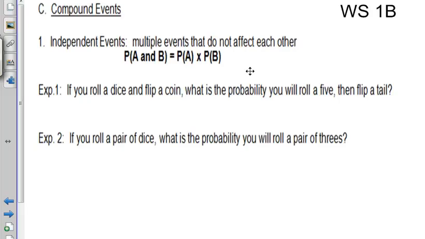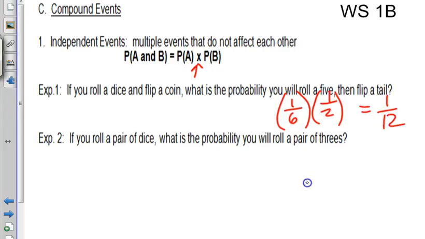So what's the chance if you roll a die and flip a coin, you get a 5 and a tail? You just multiply the probabilities, right? That's what it says here. So a 5 on a roll would be 1 out of 6. Flip a tail would be 1 out of 2. So we're talking 1 out of 12. Anybody lost?